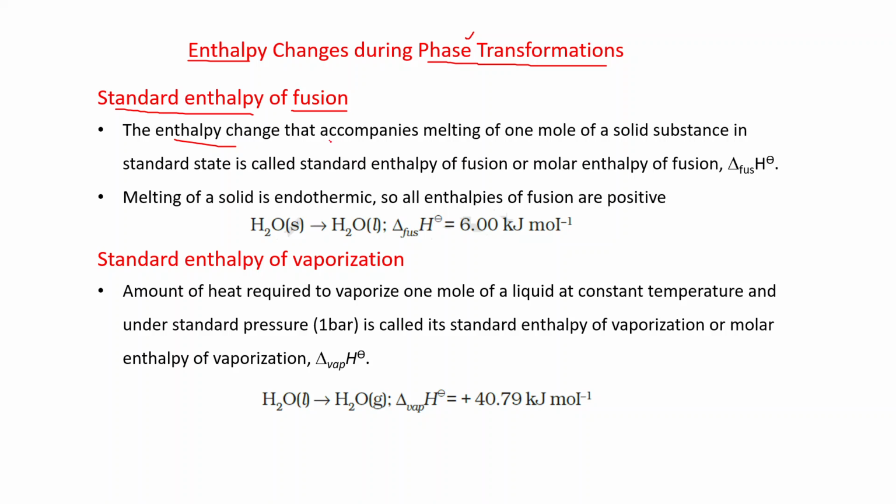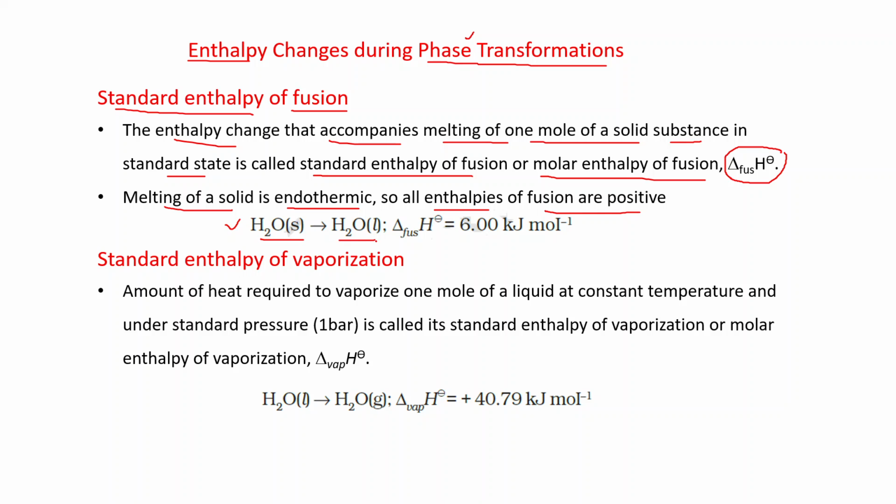The enthalpy change that accompanies melting of 1 mole of a solid substance in standard state is called standard enthalpy of fusion or molar enthalpy of fusion, and this is represented by this. Melting of solid is endothermic, so all enthalpies of fusion are positive. One example is H2O solid converting into H2O liquid, that is, ice melting. Whatever change takes place is represented as standard enthalpy of fusion, and for this it is 6.00 kilojoule per mole.